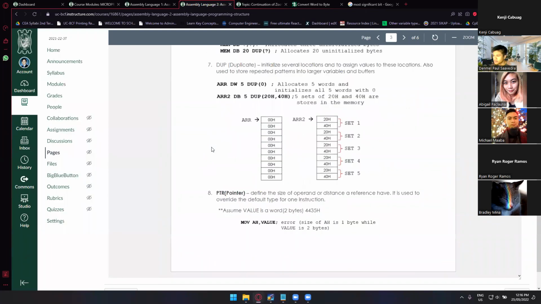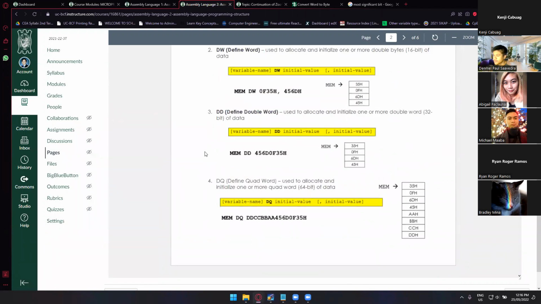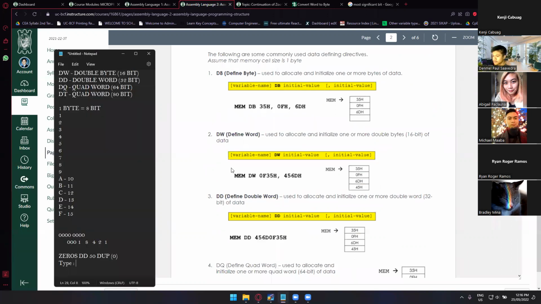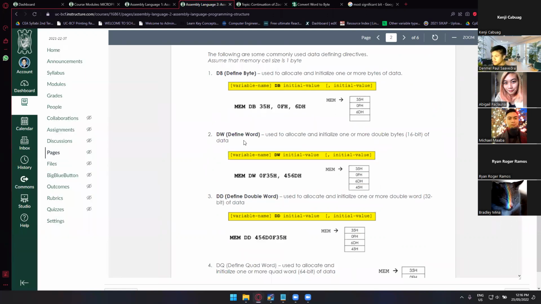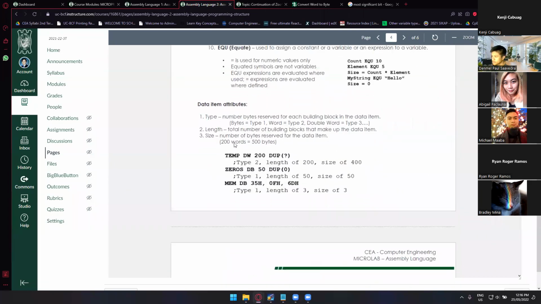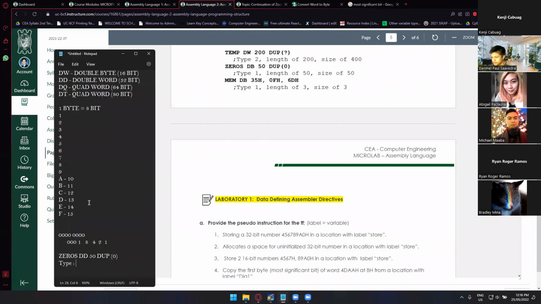We have DB. Yes, we have DB. Wait a second. DB, DW, DB. So what is type? What is a type or kind of type? Or what type of attributes? This give an example.